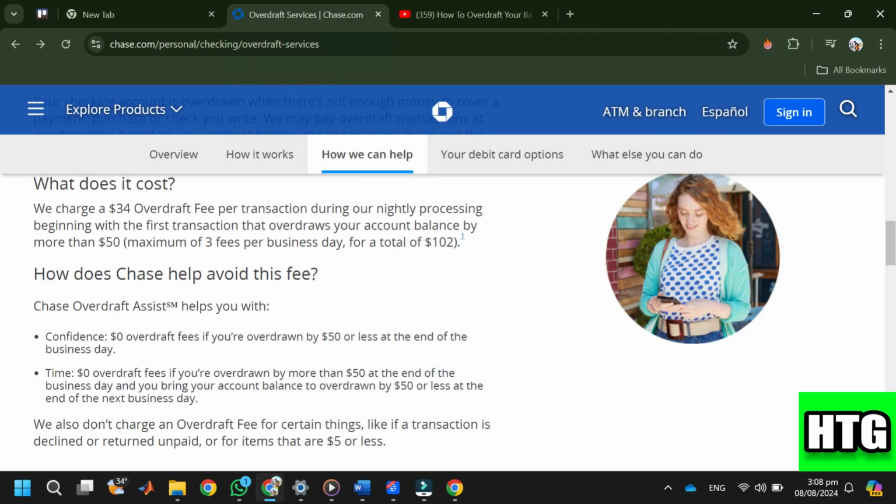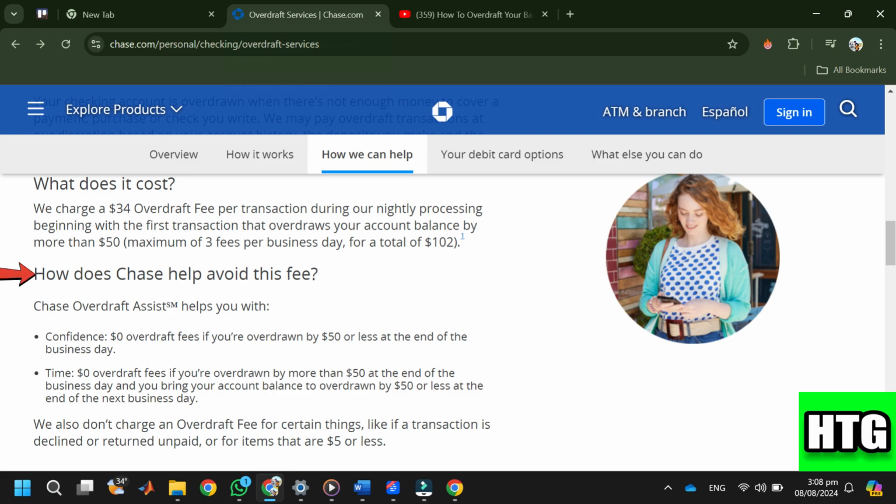So in order to overdraft your Chase bank account, the first thing you need to know is what it costs. Chase Bank charges a $34 overdraft fee per transaction during their nightly processing, beginning with the first transaction that overdraws your account balance by more than $50, maximum of 3 fees per business day for a total of $102.